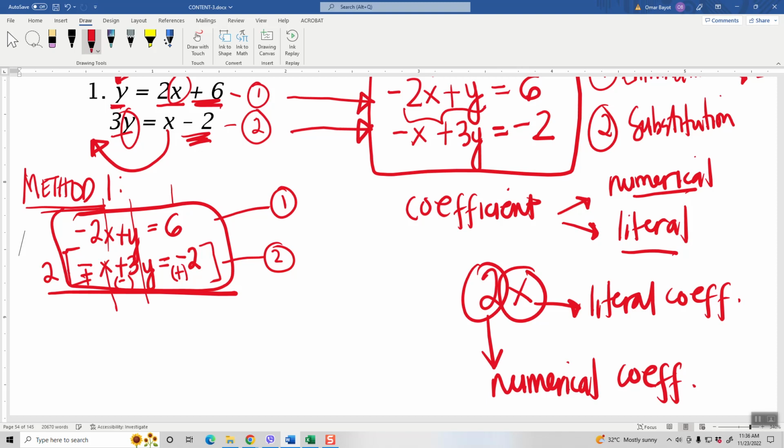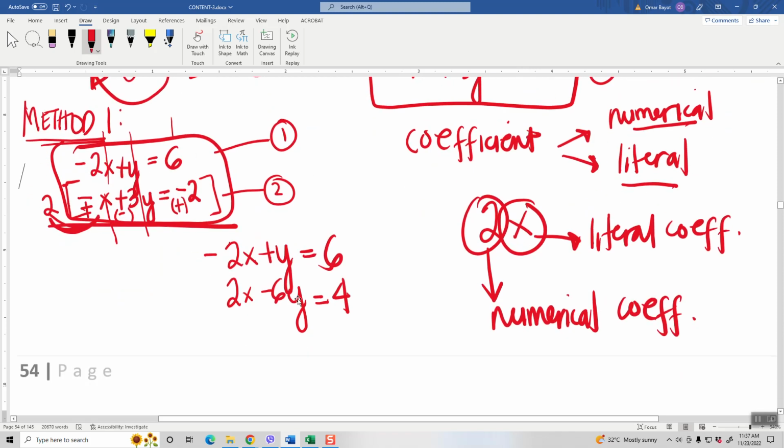And then, what will happen now? Perform the indicated operation. Since this is, how much is this now? With equation 1, yung equation 1 mo ngayon ay ito na, negative 2x plus y equals 6. Ito ngayon, pinalitan na natin to, no? Ang result dito, nag-multiply tayo ng both side by 2. That will become 2x minus 6y equals 4. Do you follow?